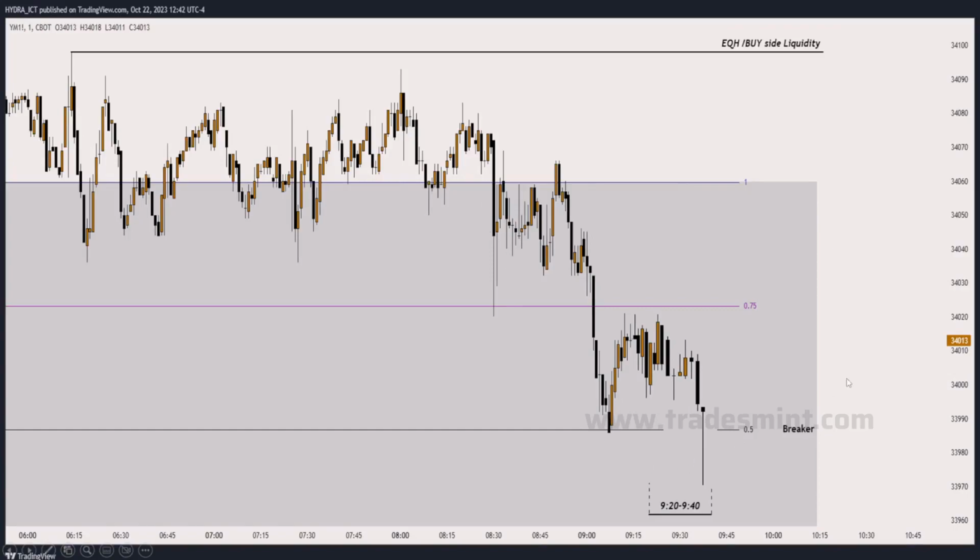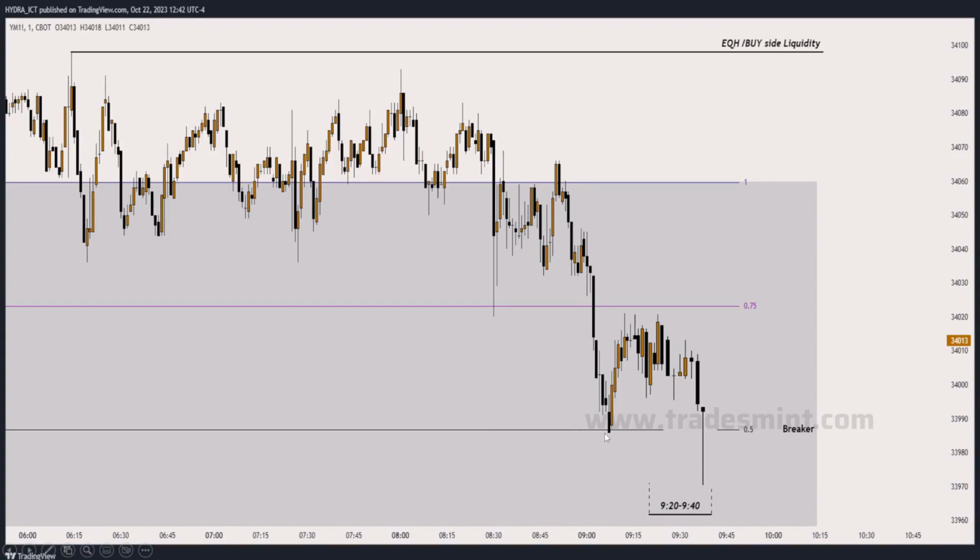And as you guys can see, this is our higher time frame breaker, the hourly breaker that I showed you guys, and this is the measurement of the last bullish candle. And as I told you guys, a high probability breaker will form on lower time frame inside the 0.5 level from the higher time frame breaker, right? So what do you guys see here? Price is trading inside our 920 to 940 macro. This is my high probability macro. This is the highest probability macro that I use.